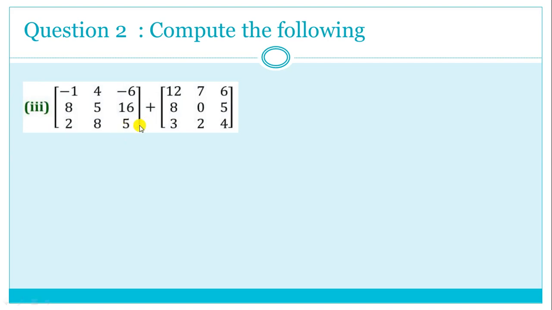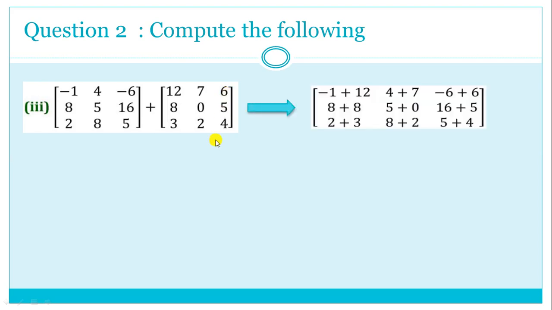We have two matrices of order 3 by 3, both square matrices, and we have to add these. Again we will add the corresponding elements. If this is the A matrix and this is the B matrix, then this element will be added with this element, and this element will be added with this element, and so on. And this is what the addition will look like.